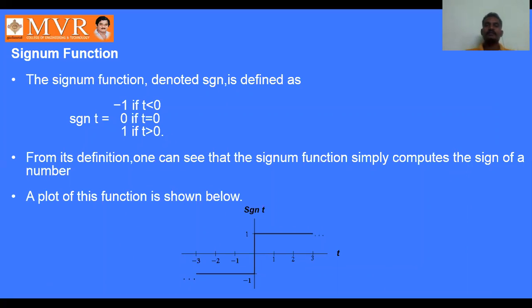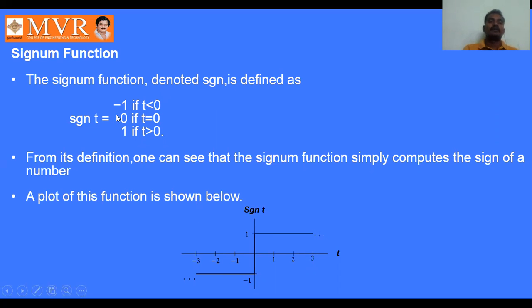Next, coming to the signum function. What is meant by the signum function? It is a combination of the unit step function and the mirror image of the reflected unit step function. So mathematically, the signum function is represented like this, denoted by SGN.